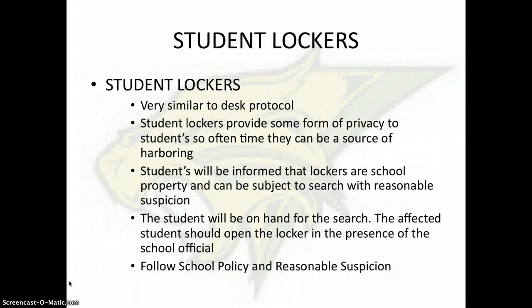Along with student desks are also student lockers. Very similar to desk protocol, student lockers do provide some form of privacy to students, a little bit more than desks, so oftentimes they can be a source of harboring. As we stated before with desks, students are going to be informed that lockers are school property and can be subject to search with reasonable suspicion. The student will be on hand for the search, and the affected student should open the locker in the presence of the school official during the search. Again, follow school policy and the reasonable suspicion protocols.